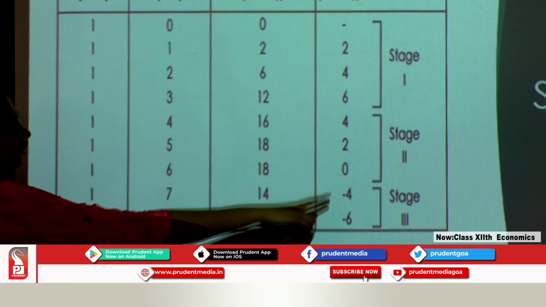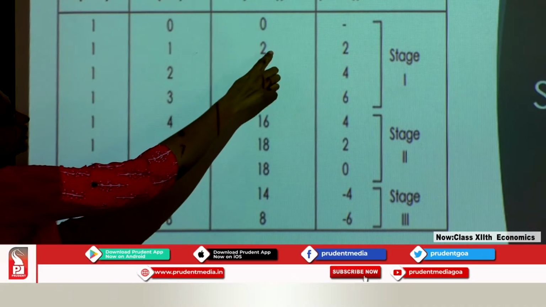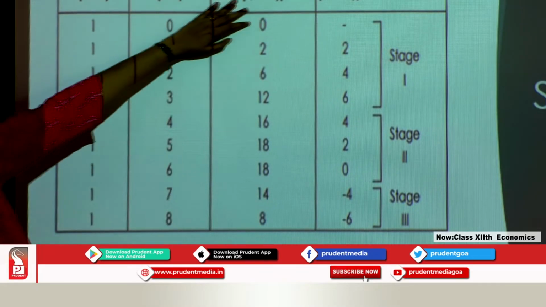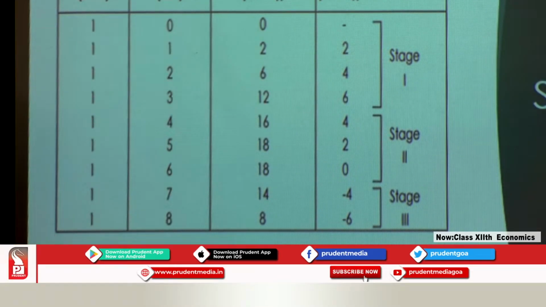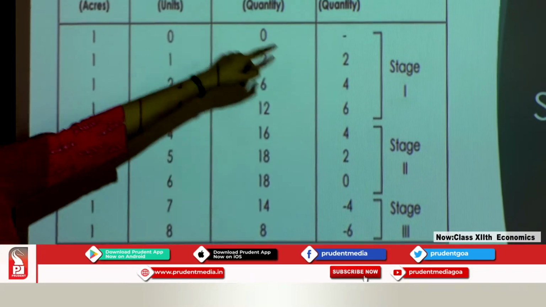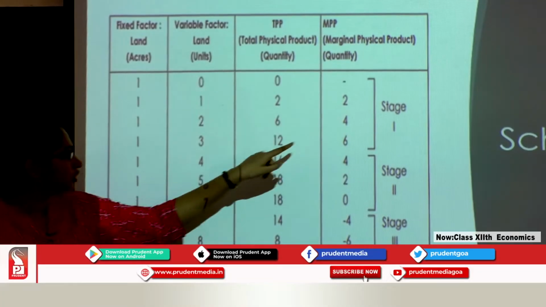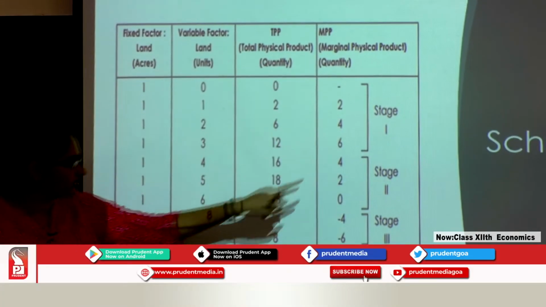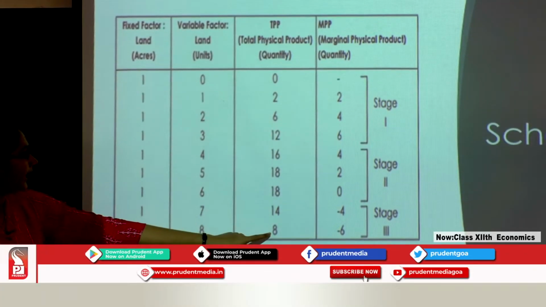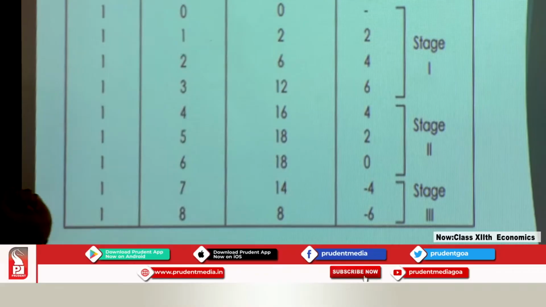Now, I just want you children to remember one thing. An easy way to find the marginal product is: the first one will always be the same as TP. So, since TP is 0, MP also will be 0. Then TP is 2, so it will be 2 minus 0, we get 2. 6 minus 2, we get 4. 12 minus 6, we get 6. Moving on, 18 minus 18, we get 0. And 8 minus 14, we get a negative figure, that is minus 6.